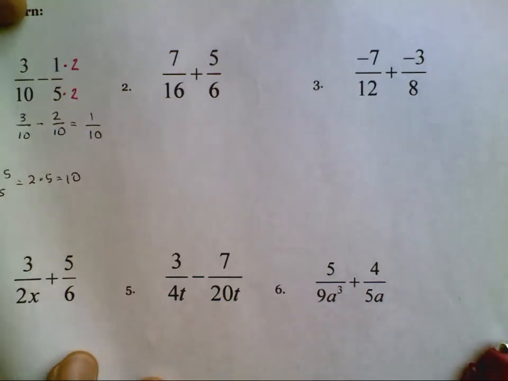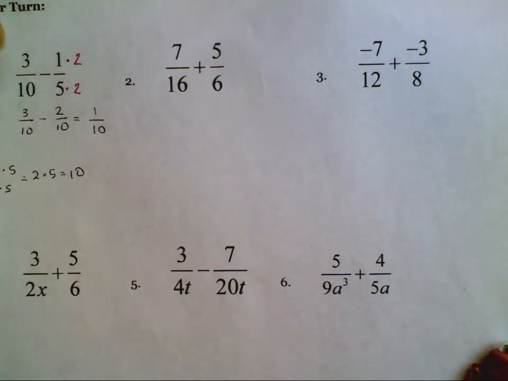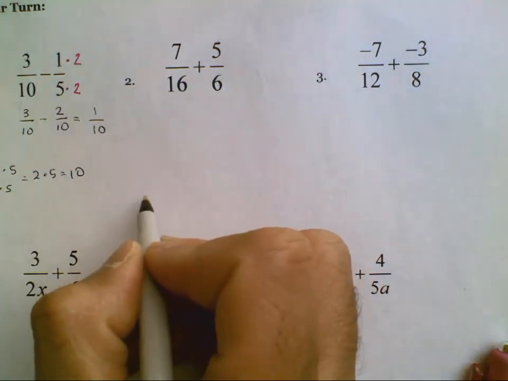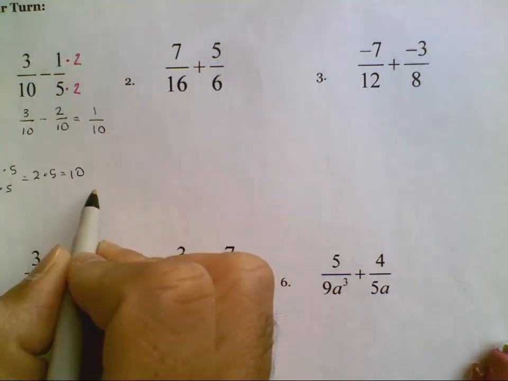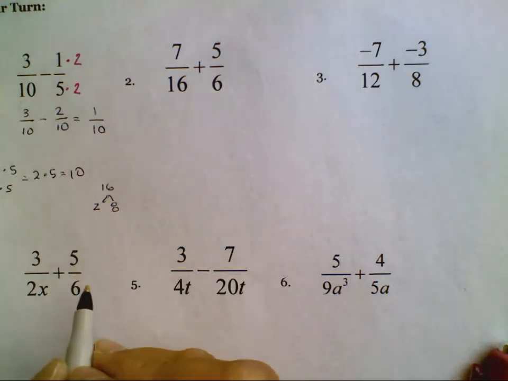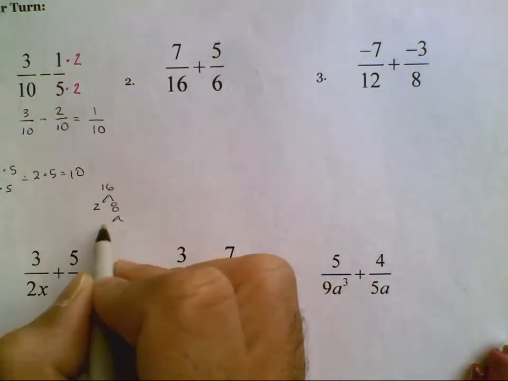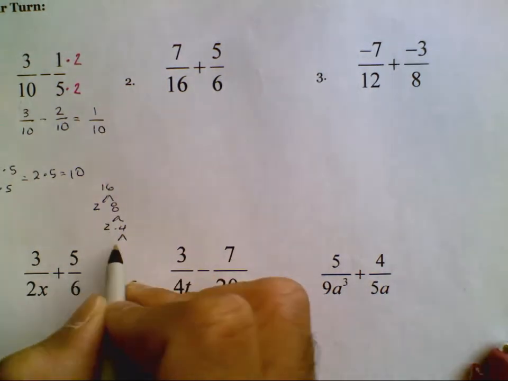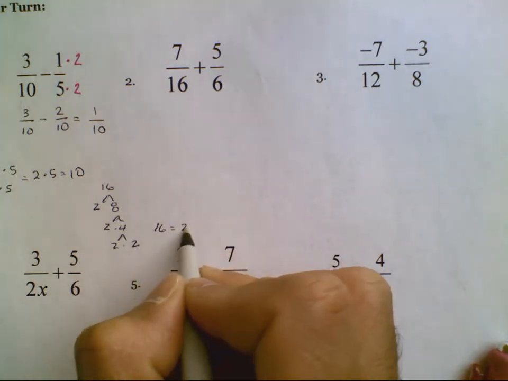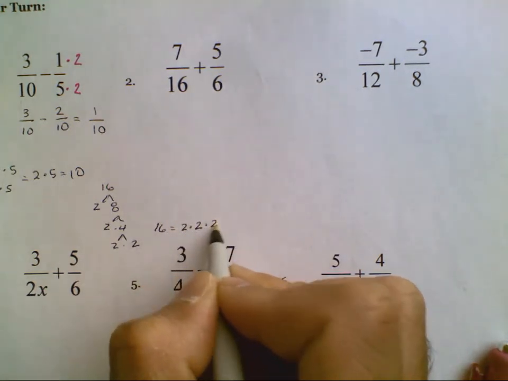Let's do problem number 2. So I have 7 over 16 plus 5 over 6. First step, you need to find the least common denominator. So you have 16. Remember, I'm going to do it here. 16, if you divide by 2, is 8. Then 8 is 2 times 4. Then 4 is 2 times 2. So 16 is equal to 2 times 2 times 2 times 2.